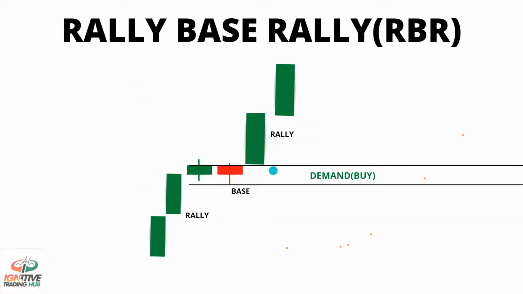And the last one is the rally based rally. On the rally based rally, the market is going up, moving sideways, and going up again. So this is our base area, which is our demand zone. So you'll be buying when the price retraces back to this demand zone for the first time. So those are the supply and demand caps, guys. I will explain them more again in future in other videos. Okay, so let us check the advantages of using supply and demand.